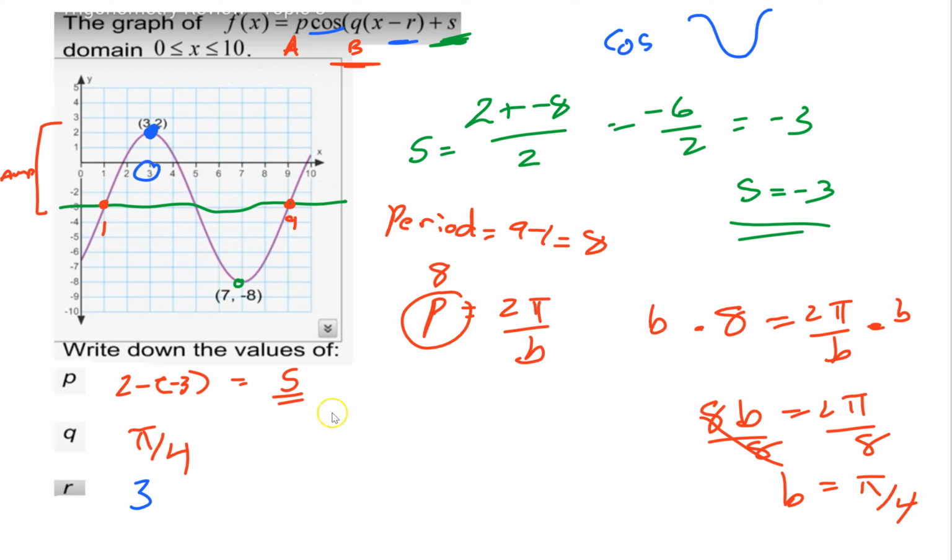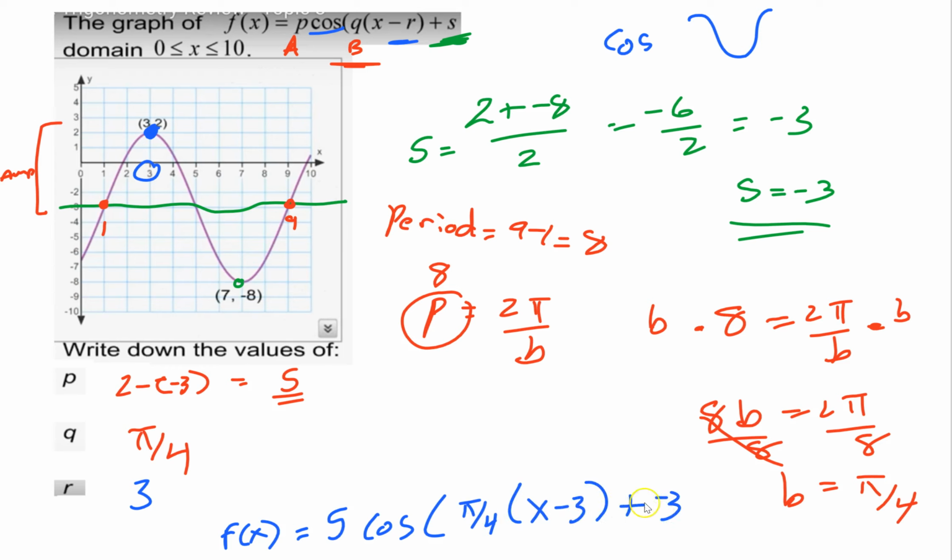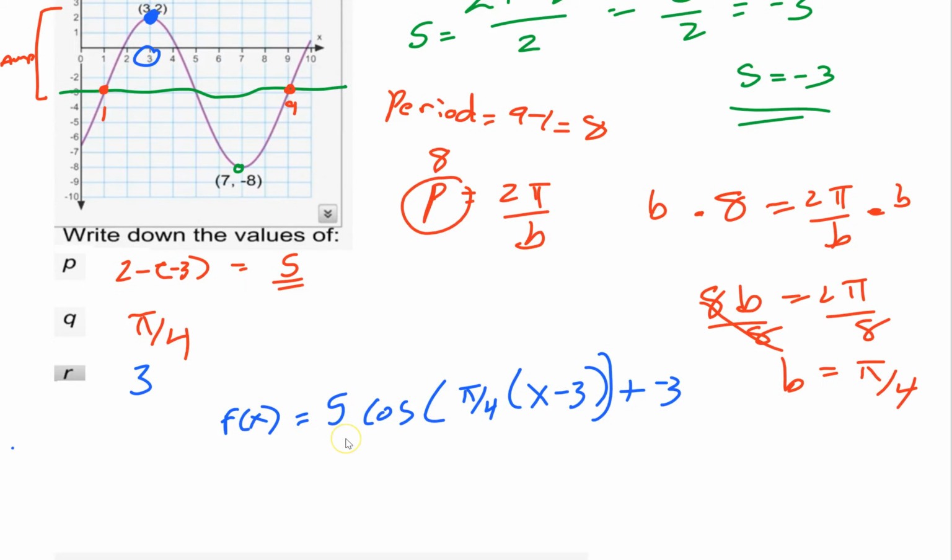So now, if I want to put this all together, my equation is f of x equals, and they're not asking, but we're going to need it in a second, so I'm doing this. My p, which is 5, cosine of pi over 4, x minus 3, plus negative 3. A little awkward at the end, but it's fine. Okay, so let's move on.